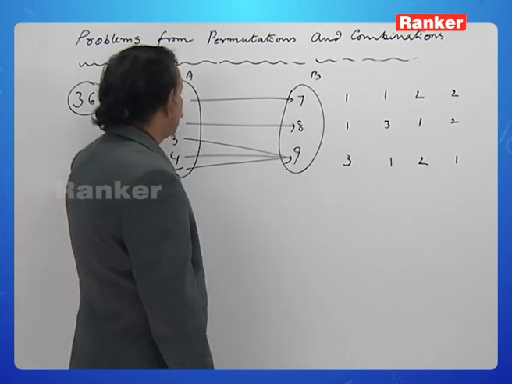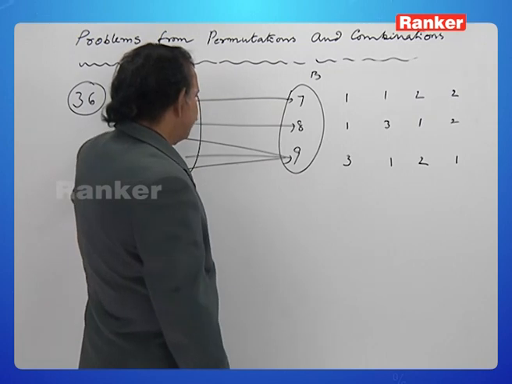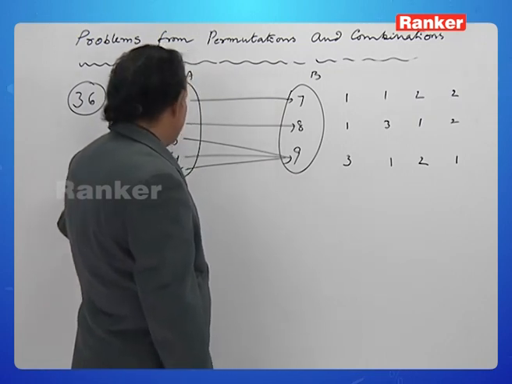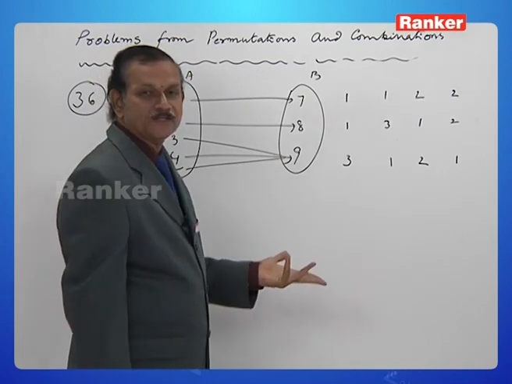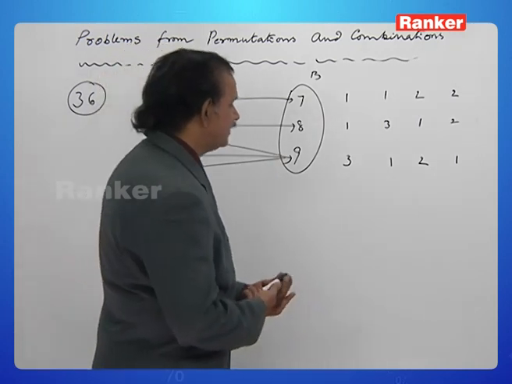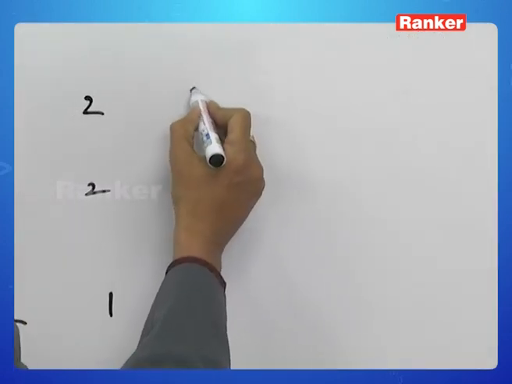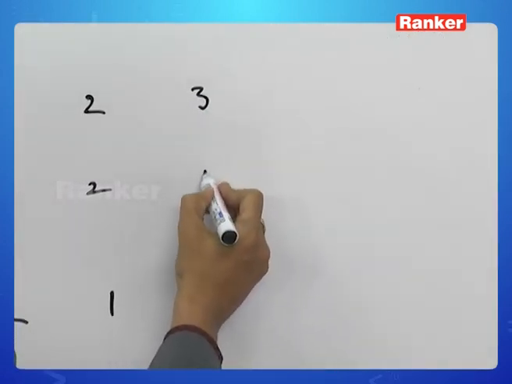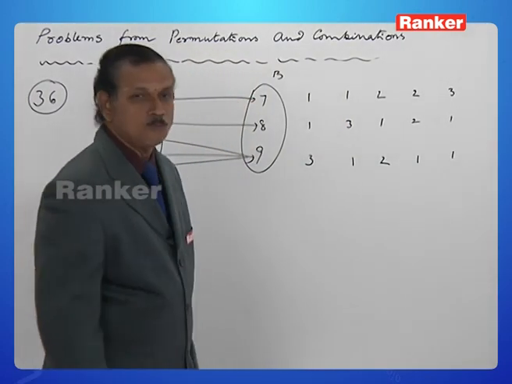How? Two elements are mapped to 7. F of 1 is 7, F of 2 is 7, F of 3 is 8, F of 4 is 8, F of 5 is 9. 2, 2, 1. And then 3, 1, 1.